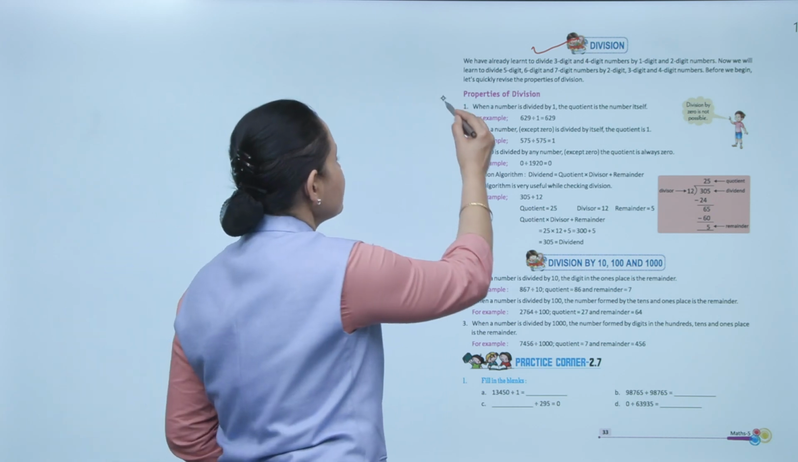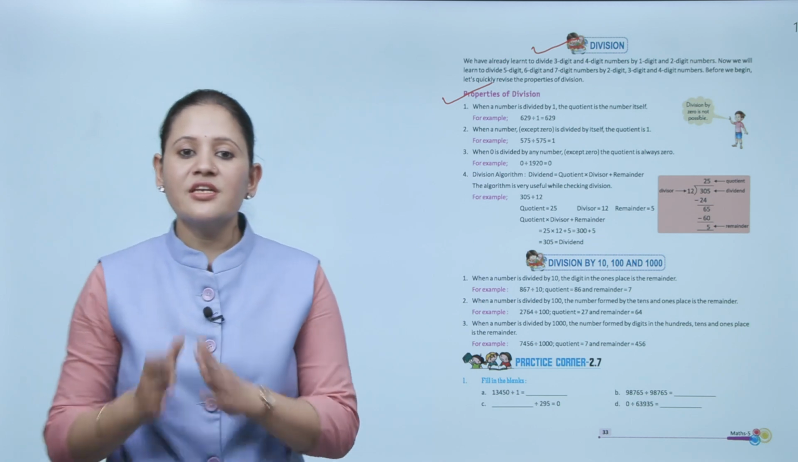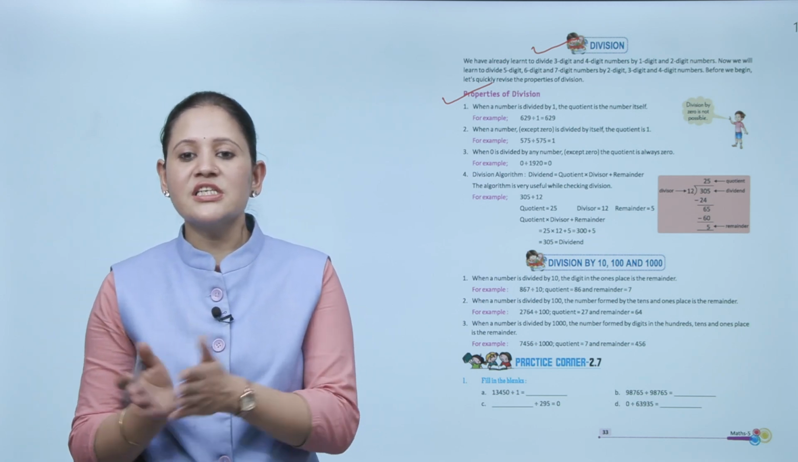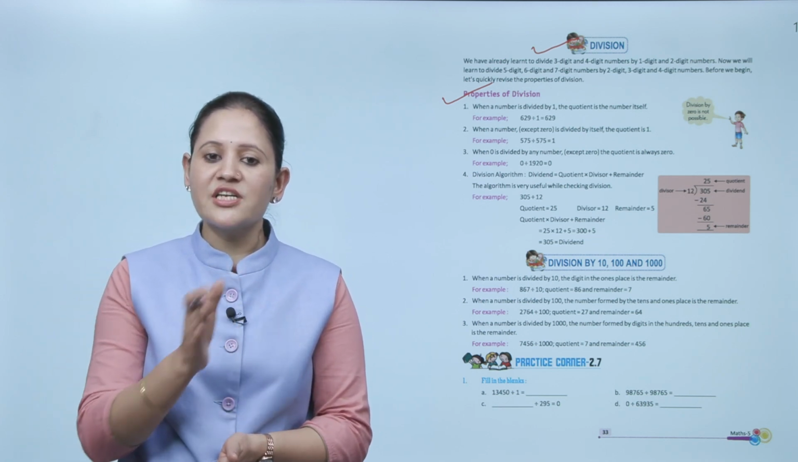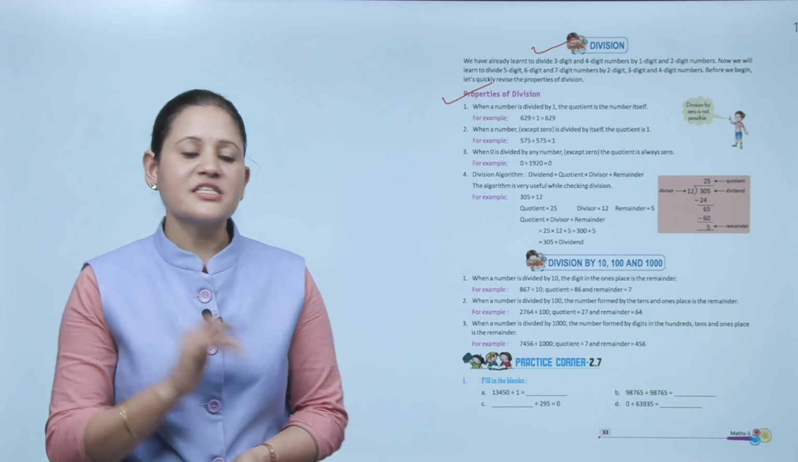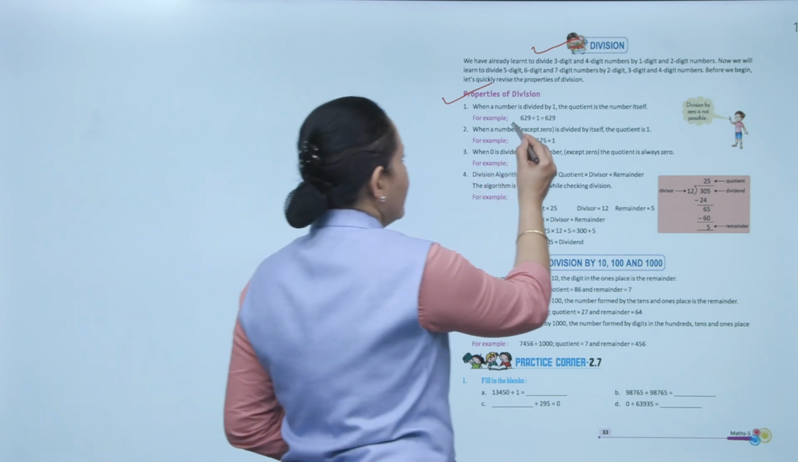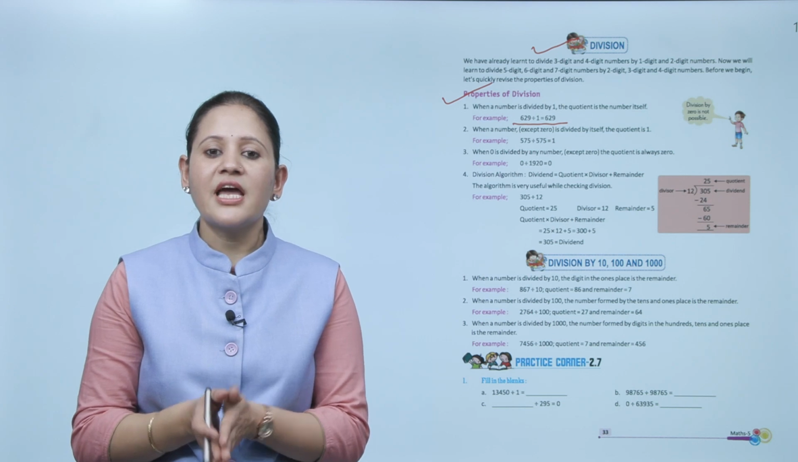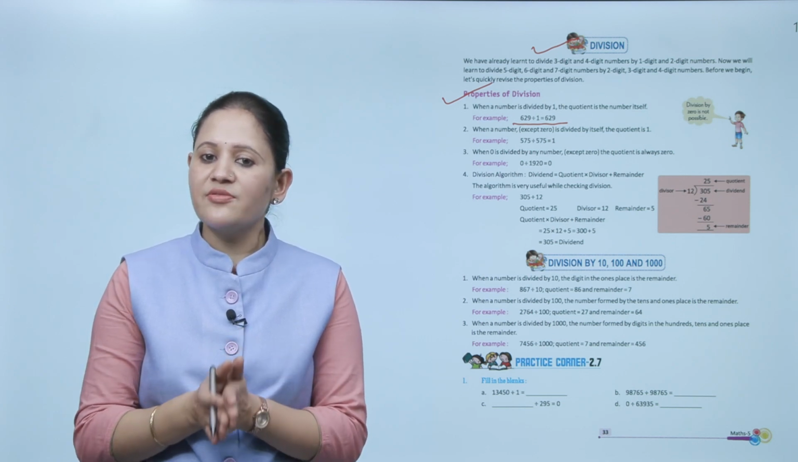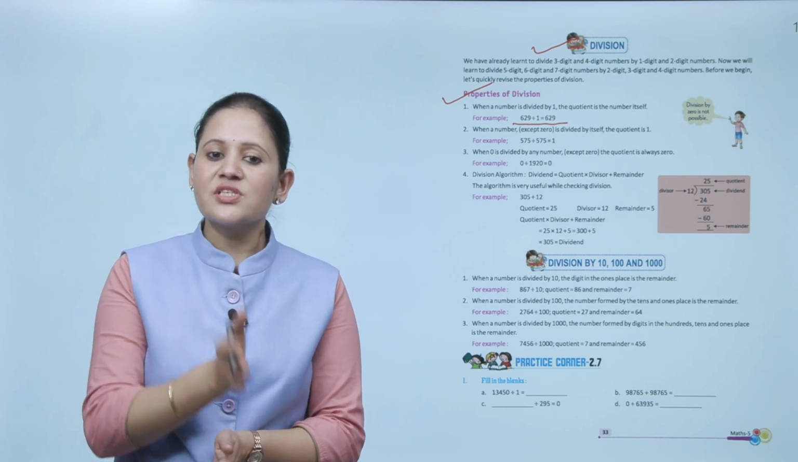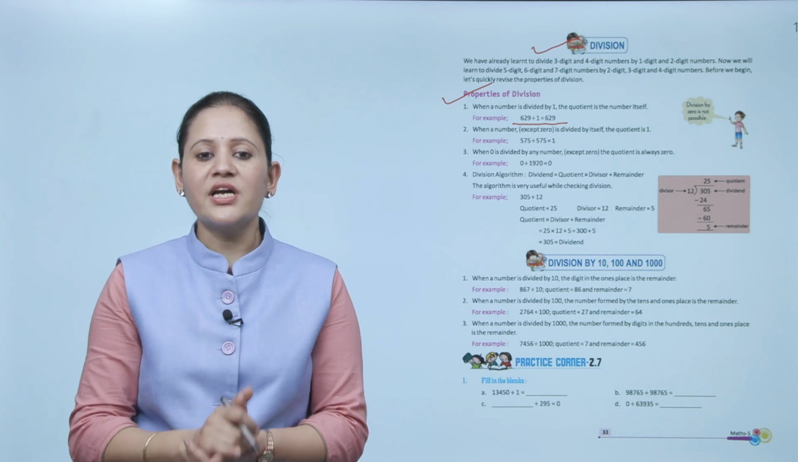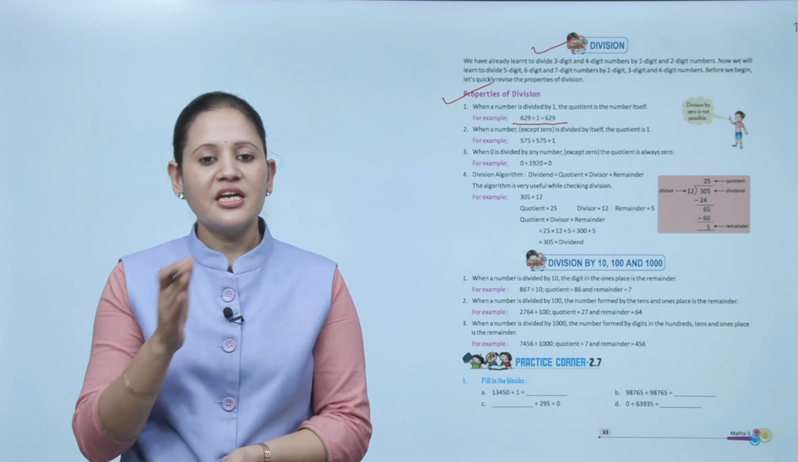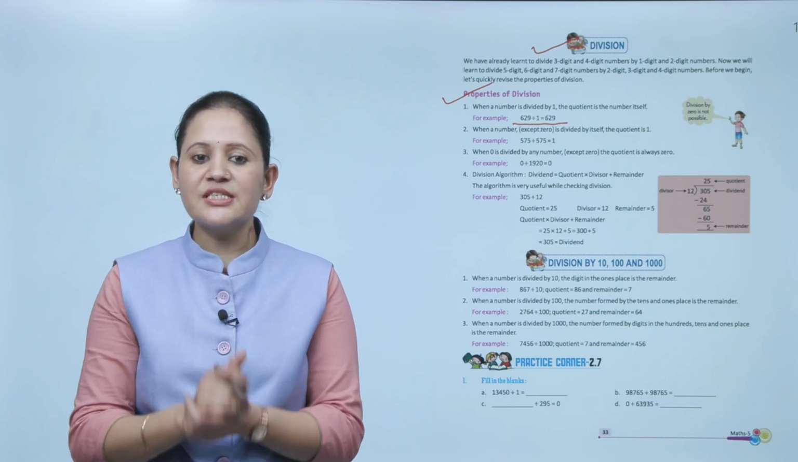Properties of division: when a number is divided by 1, the quotient is the number itself. किसी भी number को 1 से divide करेंगे, you'll get the quotient as the same number. Next, when a number except 0 is divided by itself, the quotient is 1. किसी भी number को same number से divide करेंगे, we'll get 1 as the quotient. 575 divided by 575, the quotient is 1.